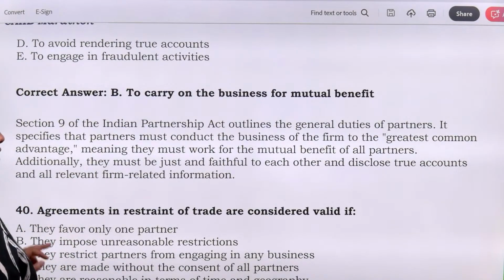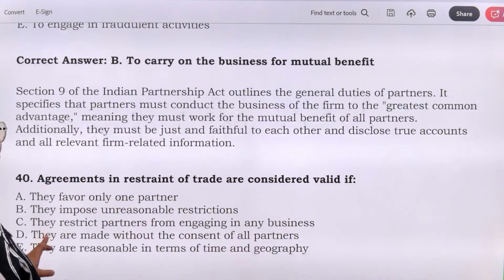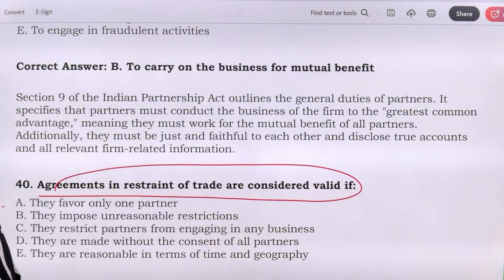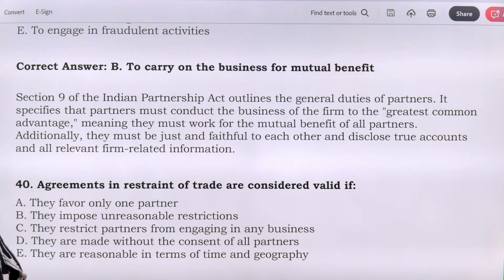Now, agreements in the restraint of trade are considered valid. Okay? Agreements in the restraint of trade are considered valid if they are reasonable in terms of time as well as the geography.